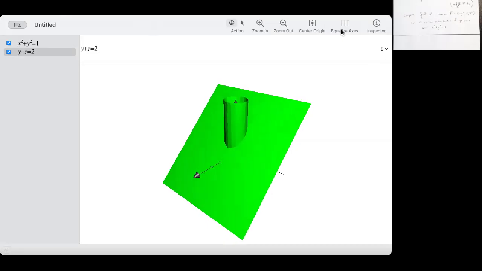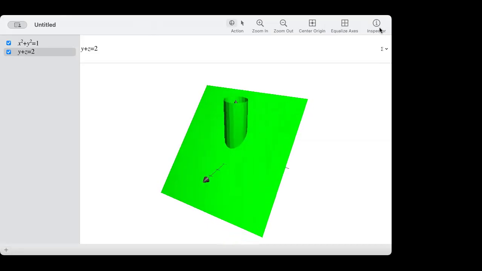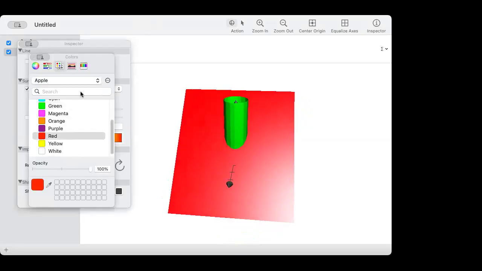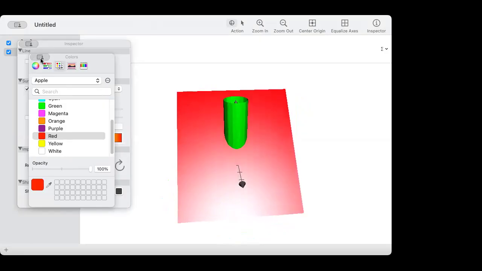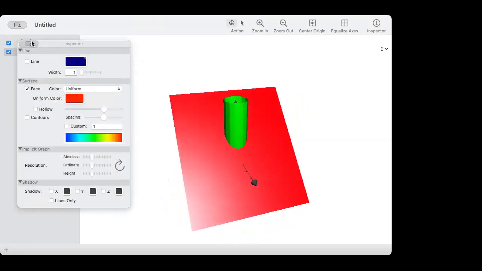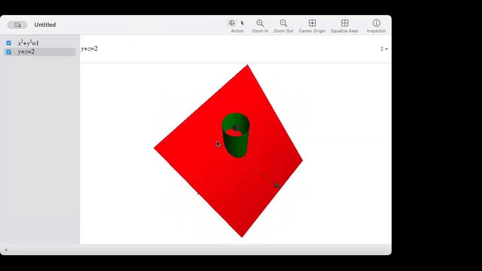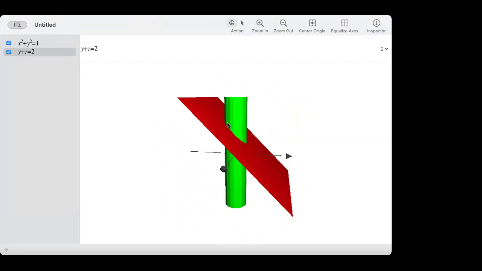I'm going to change the color on that just so I can tell the two of them apart. Let's make that one red. There we go. Great. So the curve I want is this kind of angled ellipse here. Do you know a set of parametric equations for that? We could figure one out, right?